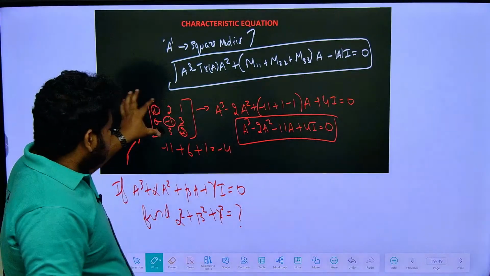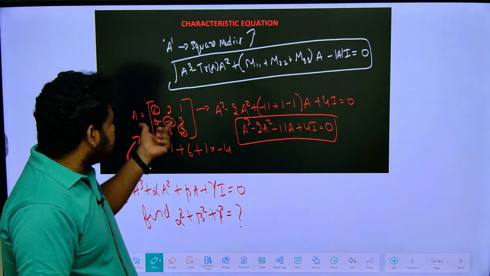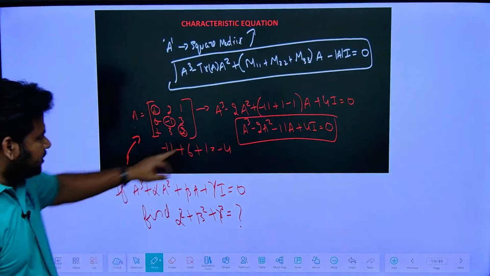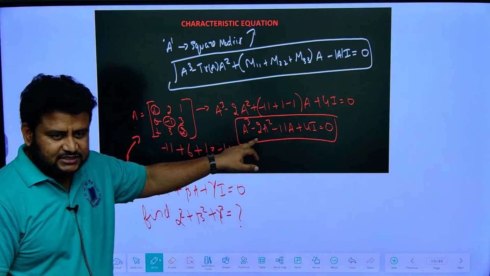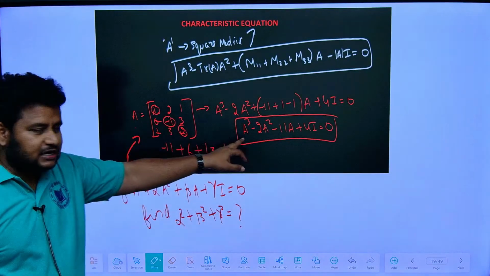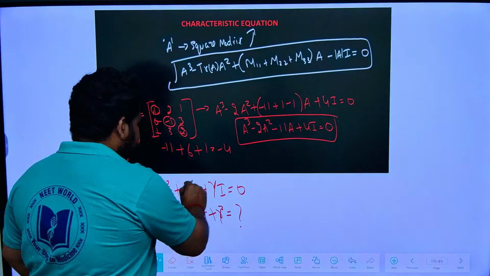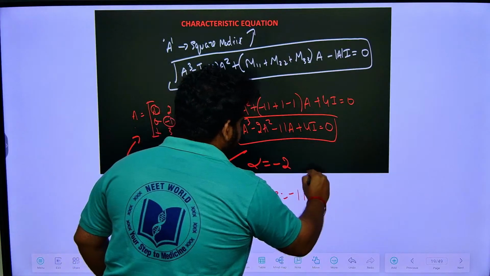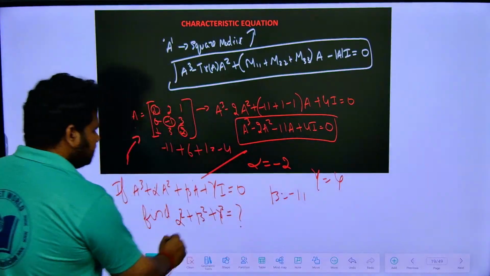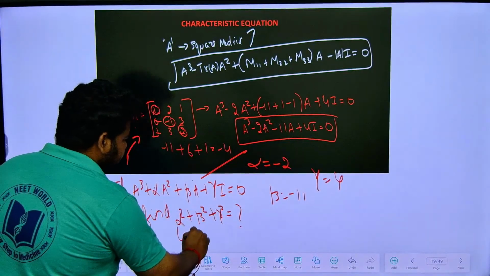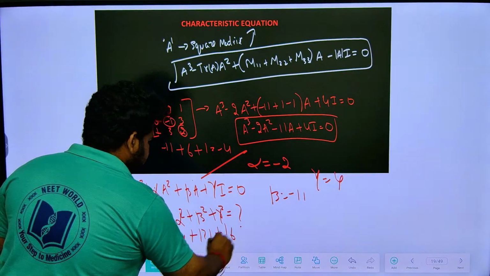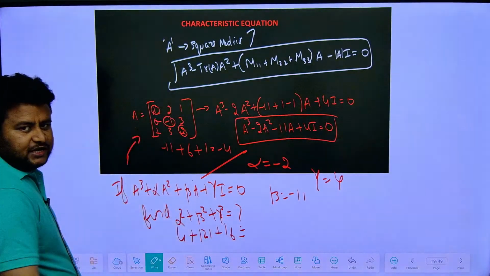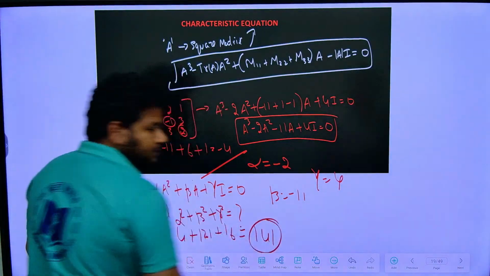Now if they have given it in this type, that means you have to find the characteristic equation and compare with this one. For this matrix, this itself is the characteristic equation. So if you compare, alpha is equal to minus 2, beta is equal to minus 11, gamma is equal to 4. So if you square this, minus 2 square is 4, 11 square is 121, plus gamma square is 16. That will give us 141. So the answer is 141.